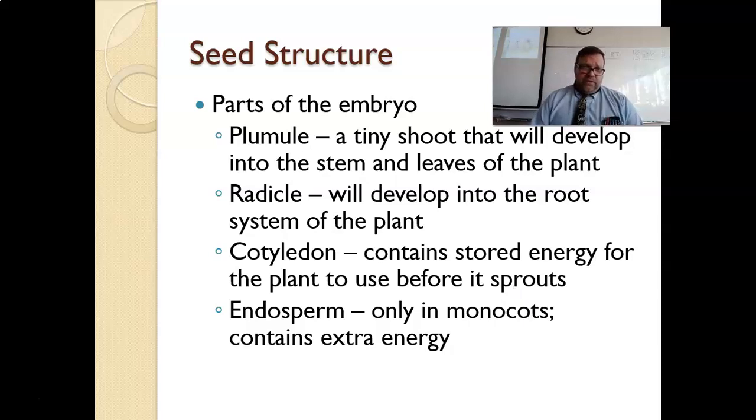Endosperm, cotyledon, radicle, plumule. Only in monocots for the endosperm, and it contains extra energy. And there's a couple of diagrams on your page. Well, that's actually what we're going to do with our bean. We're going to cut them open and examine them, see if we can identify all these parts.